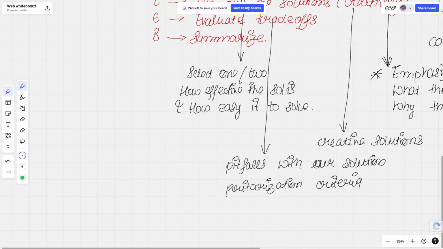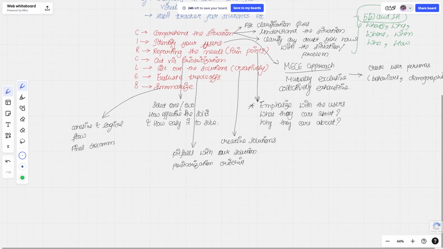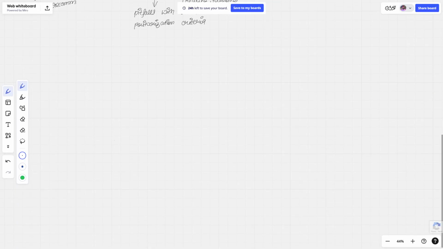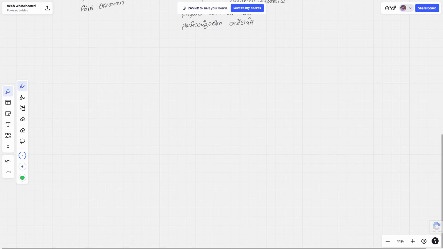And last is summary, which is the most important thing during the interview, where you have to give a cohesive and logical flow. You have to explain this and the final recommendations: which solutions you are recommending and why you are recommending them. So we have completed the basic part. We have understood what the CIRCLES approach is and what steps it includes.